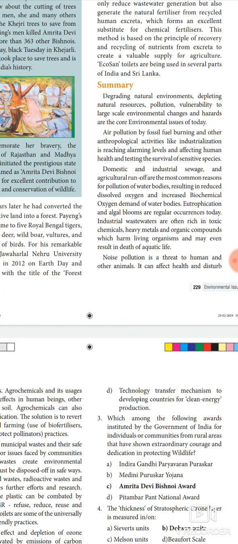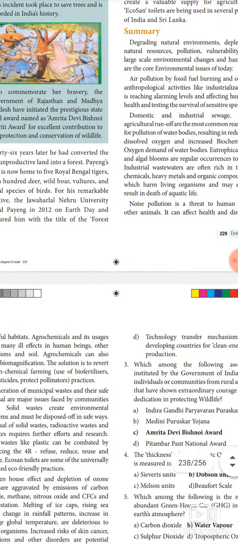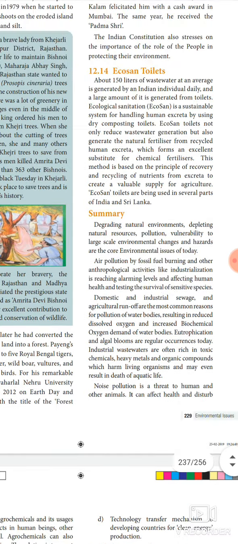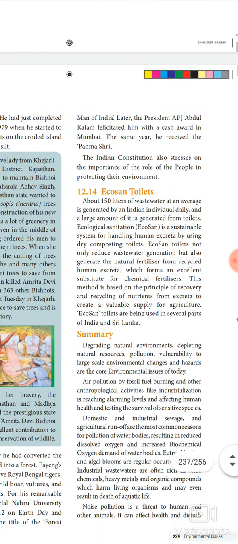Then finally we see about the EcoSan toilet. This toilet is very much helpful for agricultural purposes also, because here the human excreta is converted into natural fertilizer. So this is very much helpful for reducing water use, and also for natural agriculture. Okay students, so this lesson will be finished.